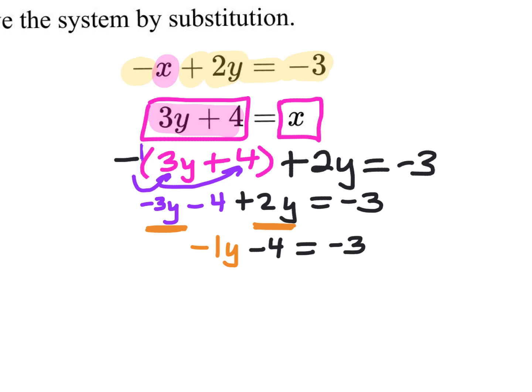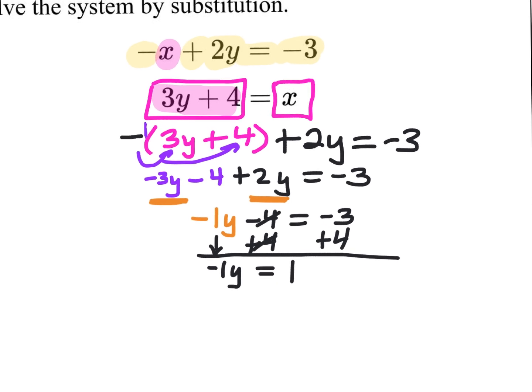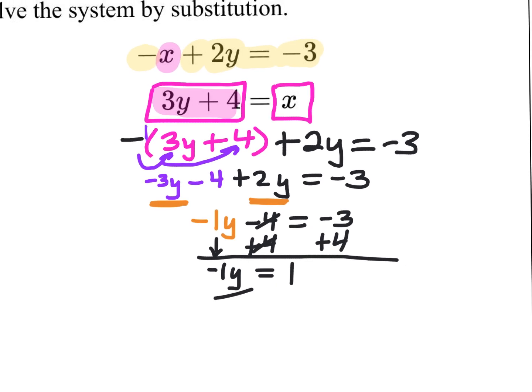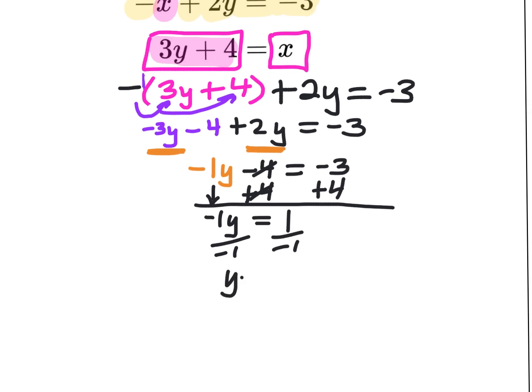I still need to isolate my variable, so I'm going to cancel out the -4 by doing the inverse, which is +4, and I have to do that on both sides. So that is going to cancel. I'm going to bring down my -1y. -3 plus 4 is +1. And then finally, I'm not going to cancel out that -1 with a +1. I'm going to divide both sides by -1. So my y is equal to -1.